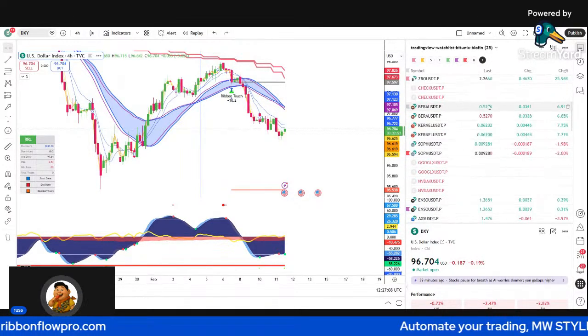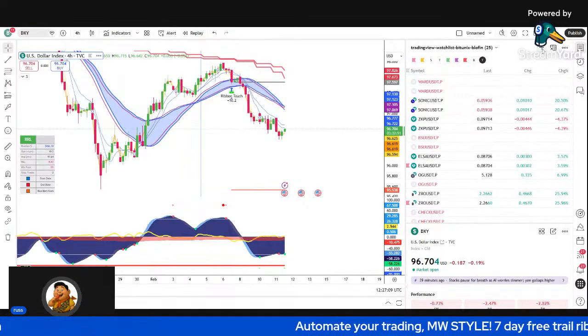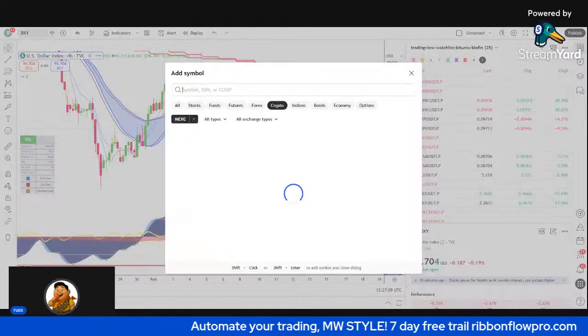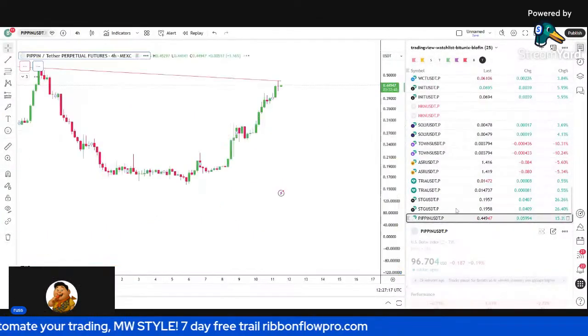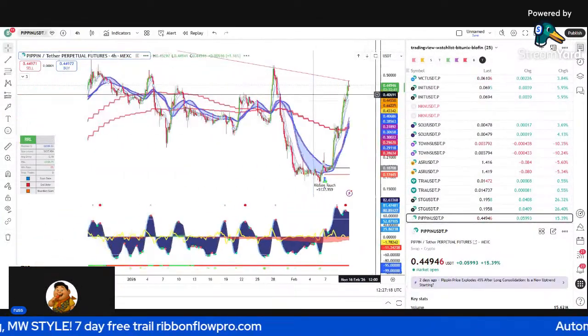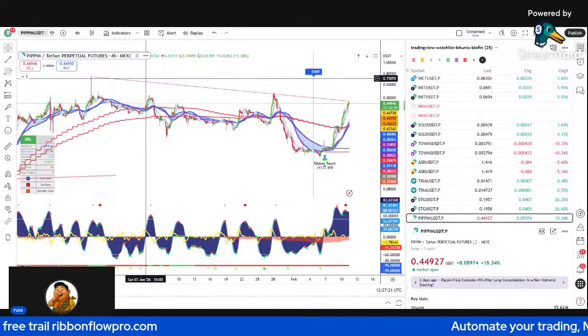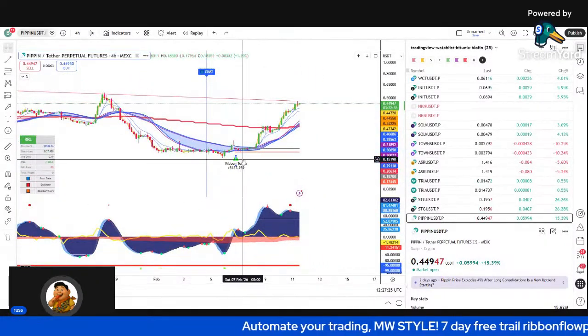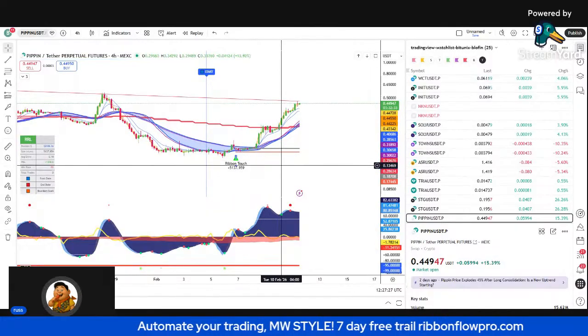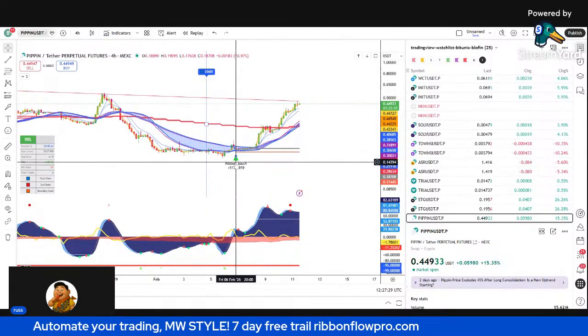Pippin. I saw someone say that Pippin has dropped a lot. I saw that earlier. Oh, Pippin is moving up, hitting trendline resistance on a 4 hour. Look at the bot entry on Pippin on a 4 hour. Can you see that there? Pretty sick.